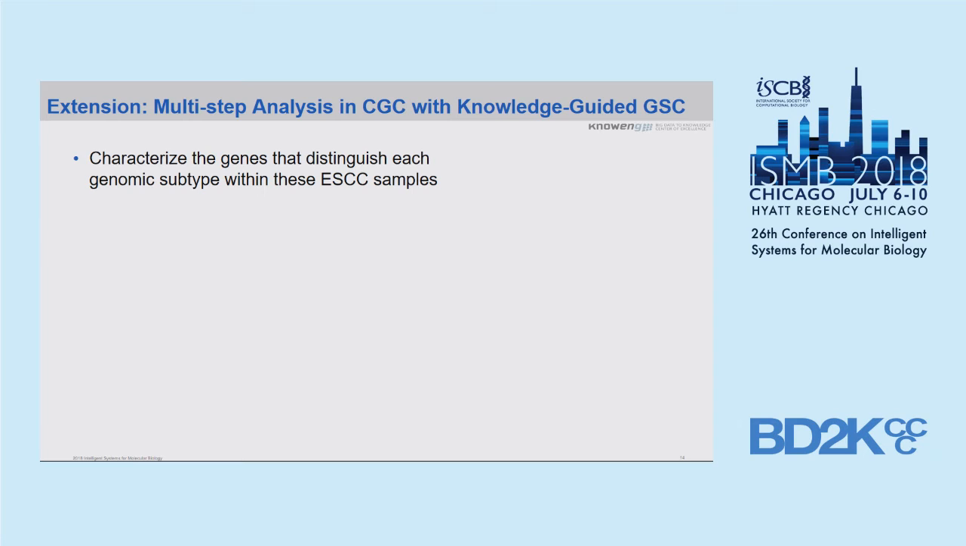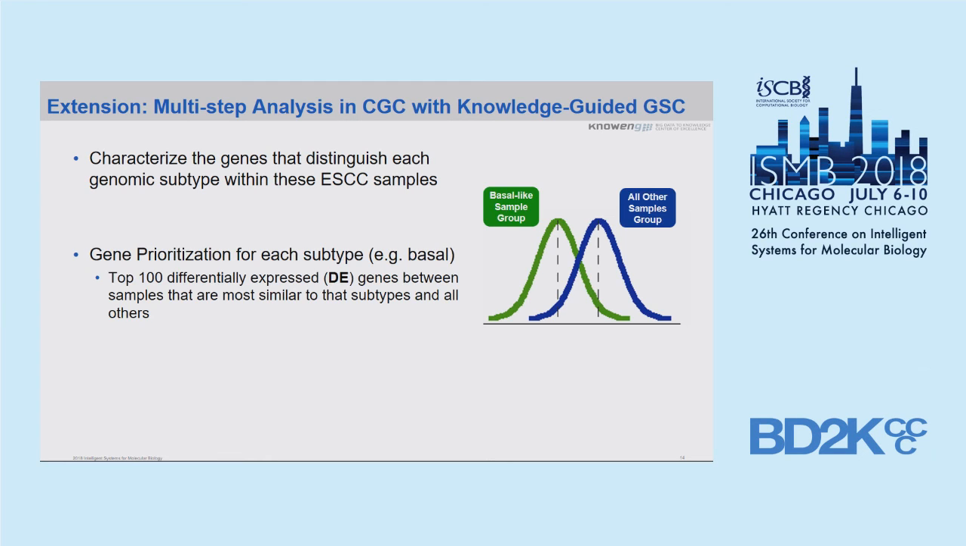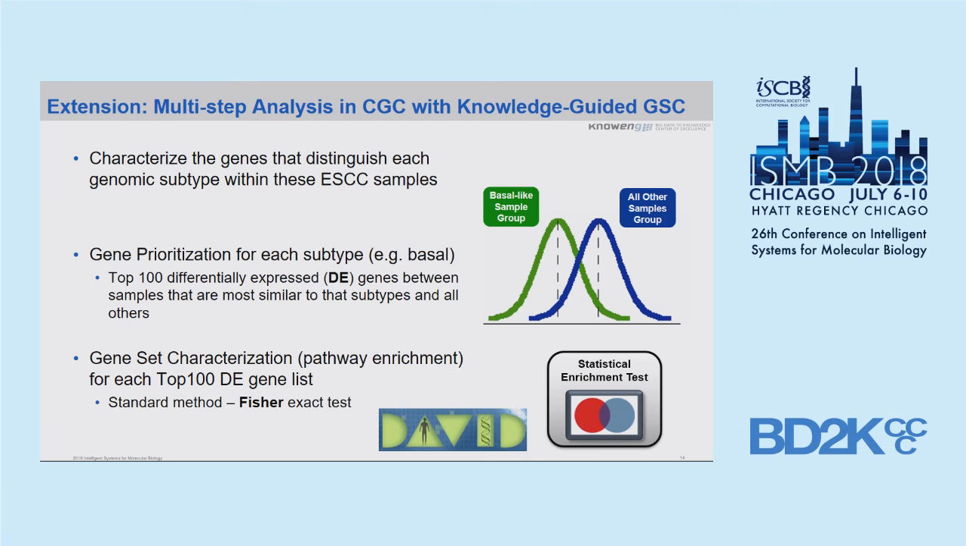The last section I wanted to talk about is how you might use the Knowing tools in the CGC to extend beyond this analysis, running multi-step analyses, and also to highlight our knowledge-guided gene set characterization pipeline. The task we are going to assign ourselves is to characterize the genes that distinguish each of the genomic subtypes within these 90 ESCC samples. We already have mapped them to their best matching signature. We're now going to run gene prioritization for each of those signature subtypes, and find the top 100 differentially expressed genes between the samples most similar to that subtype and all other samples. This will give us 4 gene lists, each with 100 genes, one for each genomic subtype.